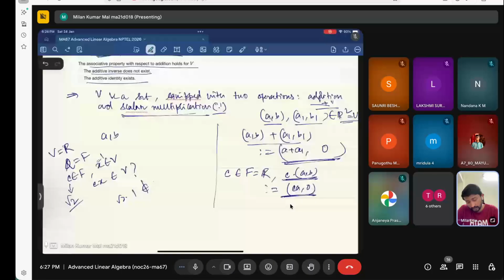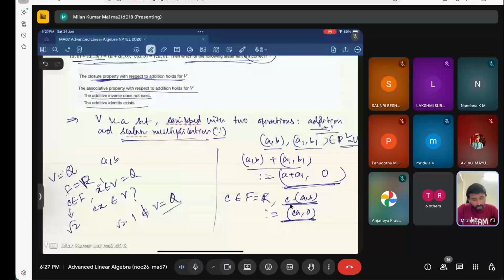I have to interchange them, basically. V is equal to Q, and F is equal to R, the real numbers. In that case, if you take c belonging to F, some irrational number root 2, and x belonging to V, that is Q, then root 2 times x is not in V, which is Q, because root 2 is not a rational number. So multiplication is not always closed. That depends on whether it is closed or not.